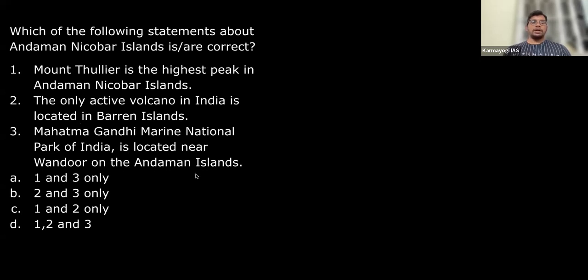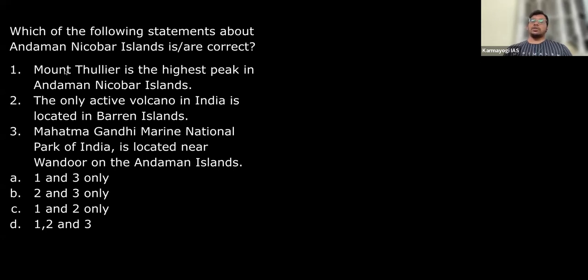So it may be a little bit difficult to know. This second statement is very popular. The only active volcano in India is located in Barren Island. So the second statement should be there. So you can eliminate A. Mahatma Gandhi Marine National Park is also located near Wandoor, Andaman Nicobar. So these two are correct.